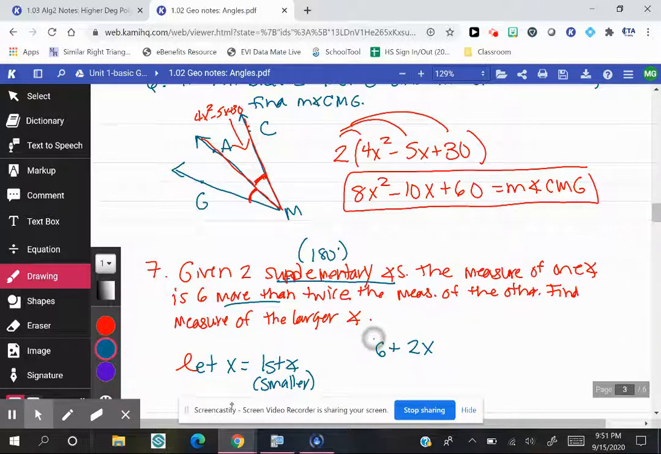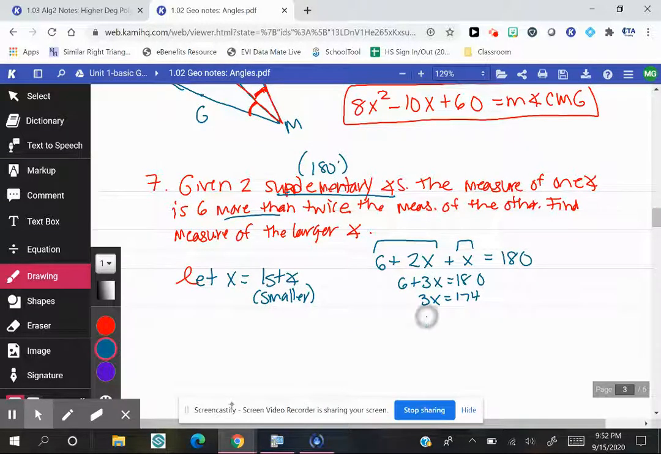If I take this angle and add it to my smaller angle, those are supplementary, so that's going to give me 180 degrees. So that's the hard part of this one, is just kind of translating it, and then you're just going to combine your like terms and solve for x. So we've got 3x equals 174. Divide both sides by 3, giving me 58.